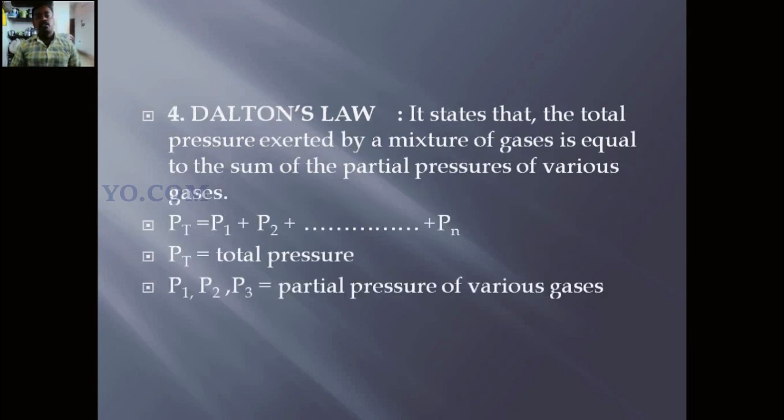And the last one is Dalton's law. It states that the total pressure exerted by a mixture of gases is equal to the sum of the partial pressures of the various gases. Pt equals P1 plus P2 plus and so on up to Pn, where Pt is the total pressure and P1, P2, P3 are the partial pressures of the various gases.